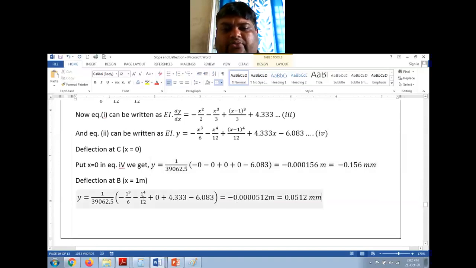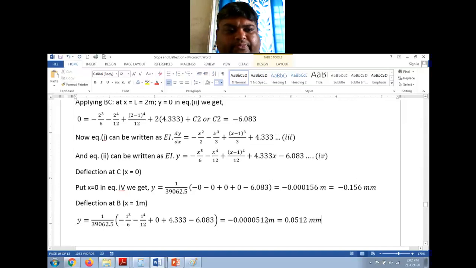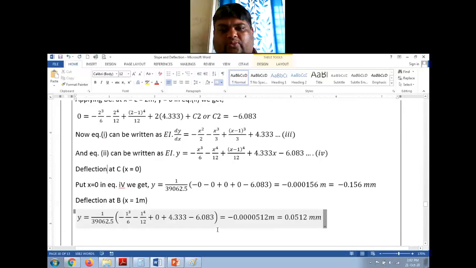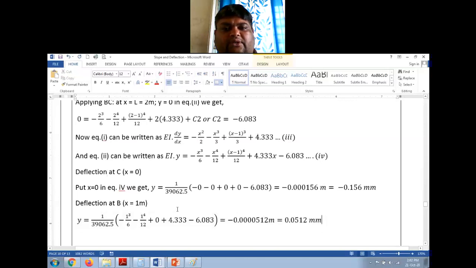If you want, you can also find the slope at these 2 points. It is not asked. I still have another 4-5 minutes, so let me just find the slope also. For slope, you have to just use this equation, right? In this, put the value of x, you will get the value of slope. So in that way, you can find slope and deflection.